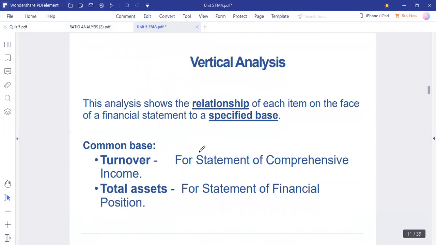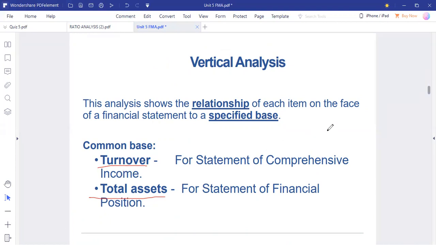So we also have what we call the vertical analysis, which simply gives us a relationship of each item on the face of the financial statement to a specified base. So here we need to understand that the turnover for the income statement could be a common base. Turnover is the sales, and sometimes the total assets for the financial position or the balance sheet is the base. So when you're looking at the income statement, you use the sales throughout.